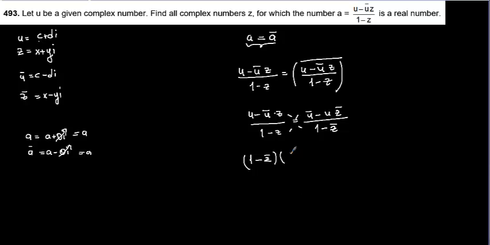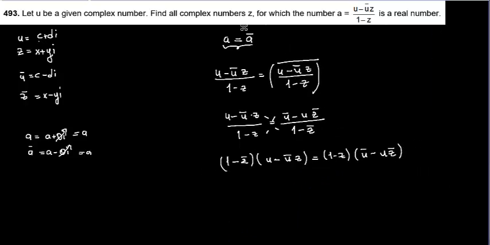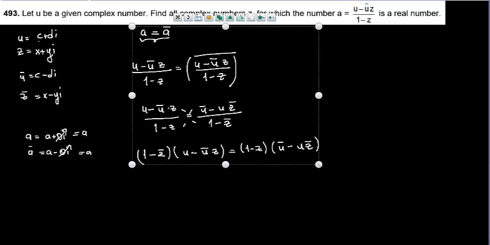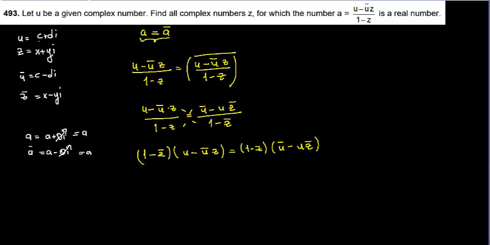U minus U conjugate Z times (1 minus Z conjugate) is equal to (1 minus Z) times (U conjugate minus U Z conjugate). It's going to be. Okay, I'm going to get this expression to this side a bit, and I'm going to change the color of it to make the operation more understandable.